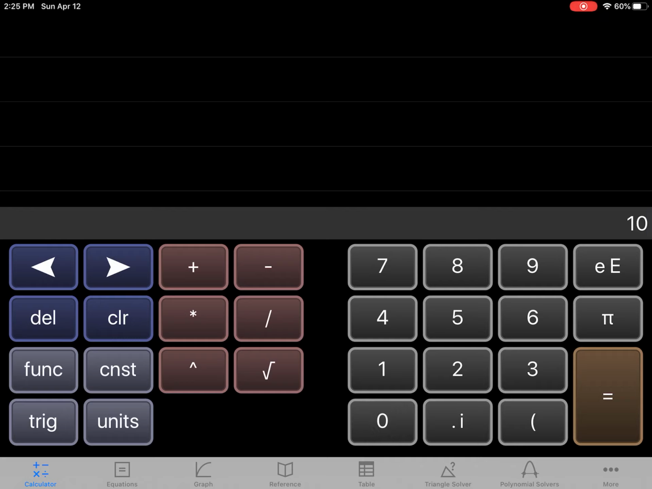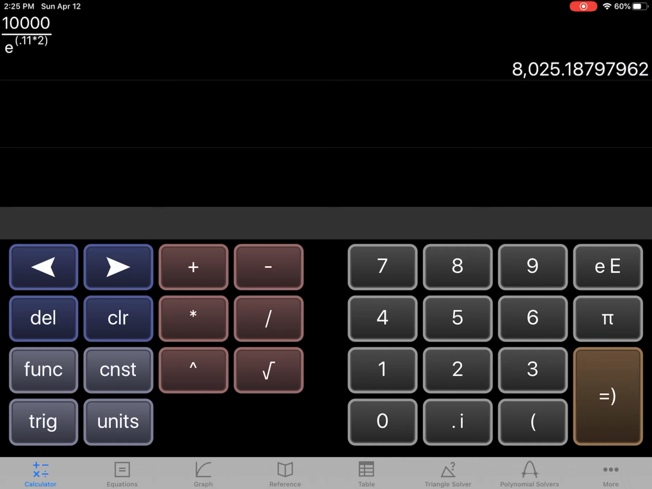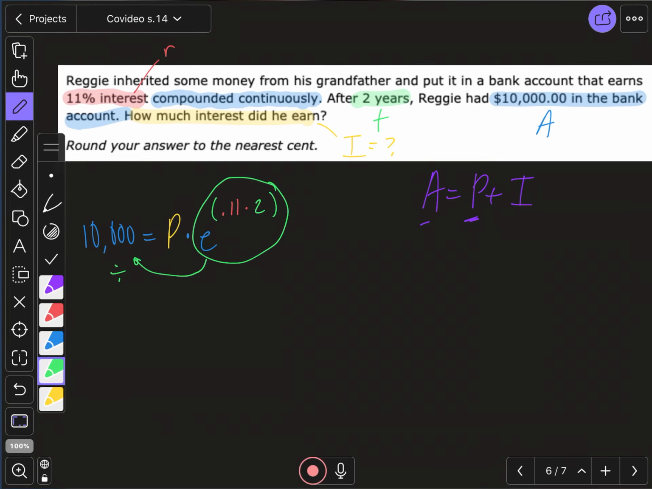So I'm going to go to my calculator and do that. Clear that out. 10,000 divided by E caret parenthesis 11% times 2 years. So that's $8,025.19. That 7 is going to round up to 18. All right, so there's my $8,025.19.